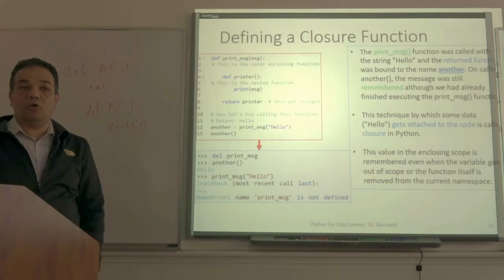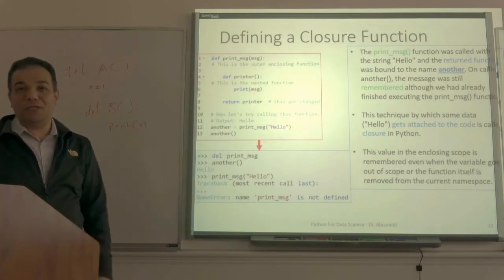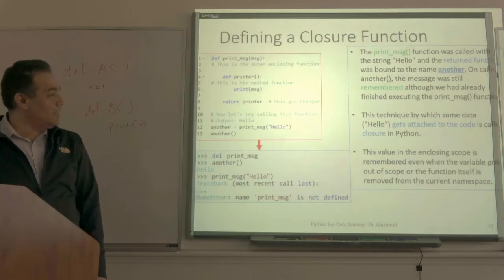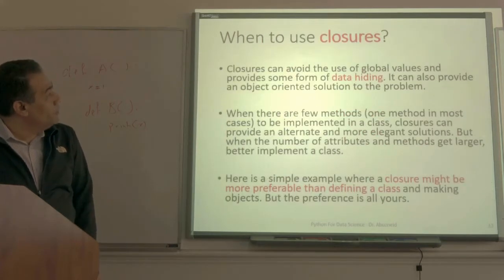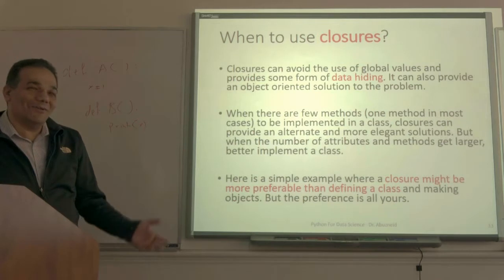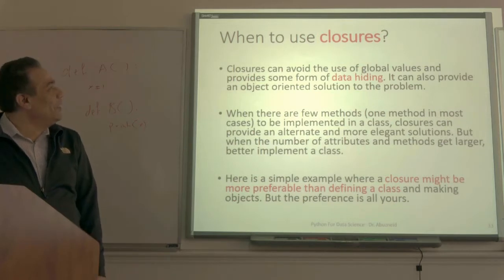Three things make a closure. Two things do not make a closure. You could name it anything. All right, that's a closure, right? You could return multiple functions. No, you could call it anything.